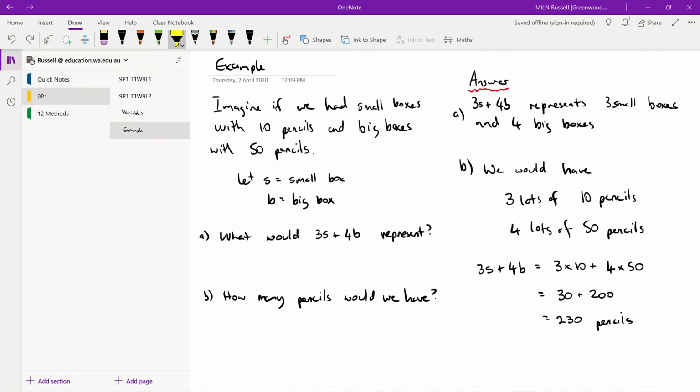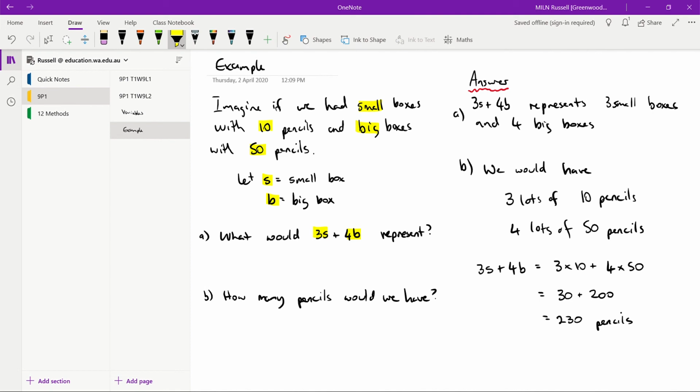Let's look at another example. Let's imagine we had small boxes, and each small box had 10 pencils in it, and each big box had 50 pencils in it. So I'm going to let the variable s represent small boxes, and the variable b represent big boxes. And the question is, if we had 3 small boxes and 4 big boxes, what would that look like algebraically? Well, I suppose I've just said it, haven't I?